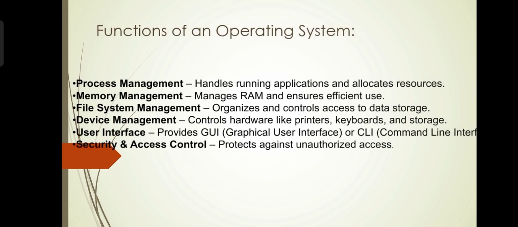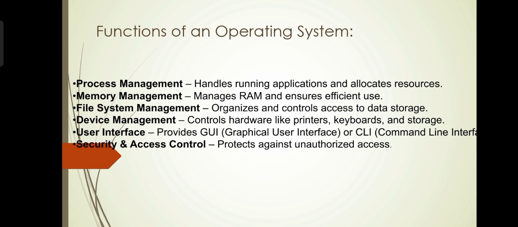And next, functions of operating system. It is process management, memory management, file system management, device management, user interface, security and access control, etc. Process management deals with handling running applications and allocated resources, whereas memory management deals with managing RAM and ensures efficient use. File system management involves organizing and controlling access to data storage.